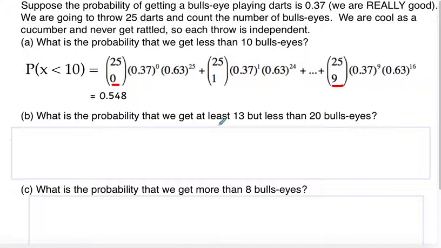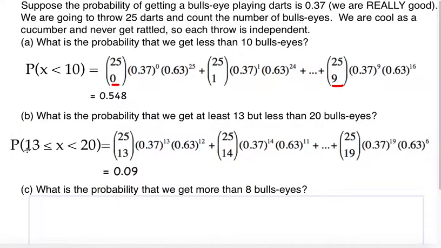For part B, what's the probability we get at least 13 but less than 20? So at least 13 means 13 or more, but then strictly less than 20. So you should have an equals to here, but not here. So your lower bound will be 13, but your upper bound is going to have to be 19 because it can't actually equal 20. Let me get my pen. Okay, so here's the lower bound of 13, the upper bound of 19.